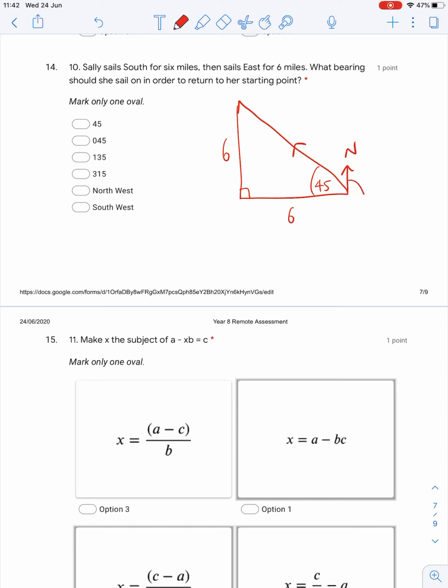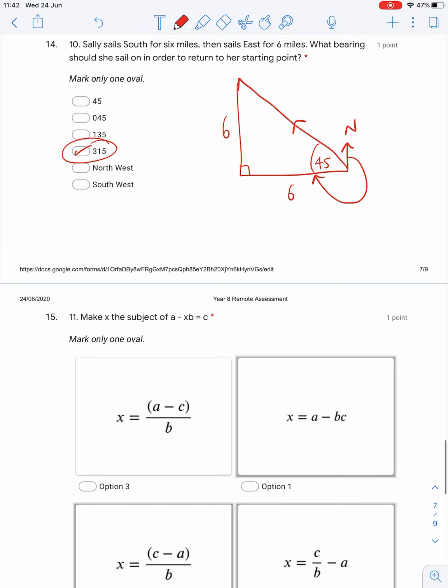So we're going all the way around to there. It's 360 less 45, so it's 315. That must be the bearing there. You could say northwest, but a bearing is a 3-digit number. So the correct answer there is 315.